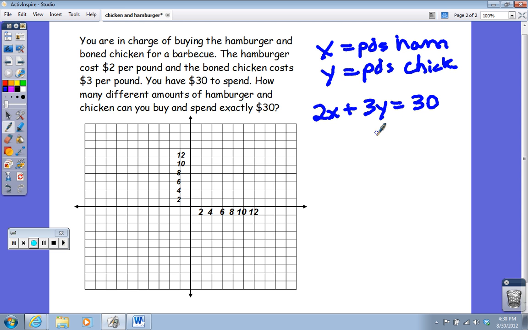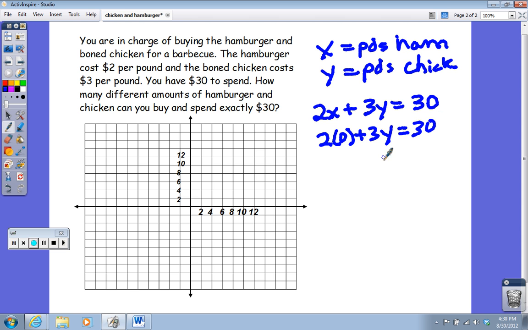Well, one really easy way is to find our x and y intercepts. And we know that if we're trying to find the y-intercept, where this line touches or crosses the y-axis, that is where x equals 0. So if we're going to buy 0 pounds of hamburger, how many pounds of chicken can we afford?